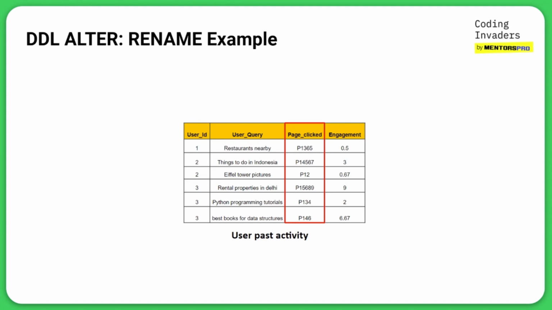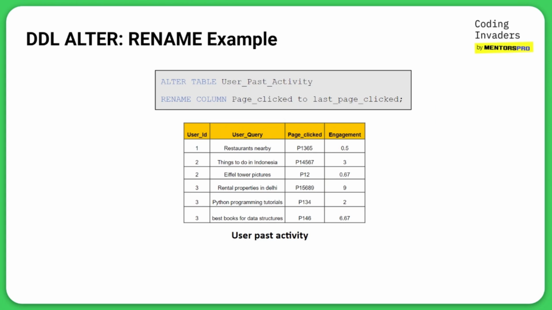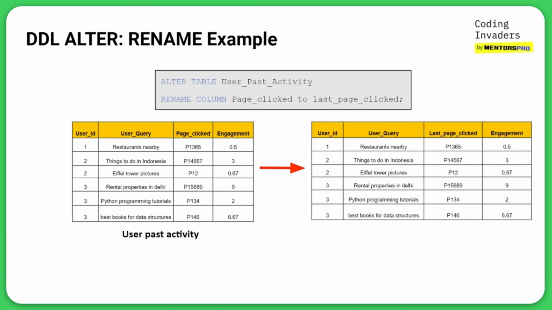So how would we do that? Again, please go ahead and pause the video and try to write the command by yourself. Let's look at the command now. Here it will start with the statement alter table and then the table name which is user past activity and then the keyword rename column and then the existing name that is page clicked to the new name that is last page clicked in our case. After running the DDL, this is how the output would look. You can observe that the name of this column is changed from page clicked to last page clicked.